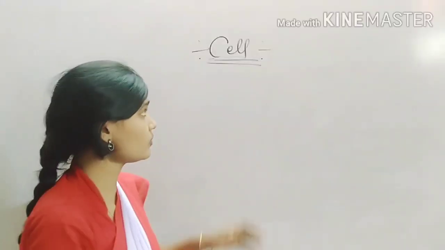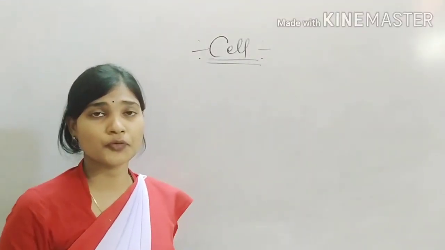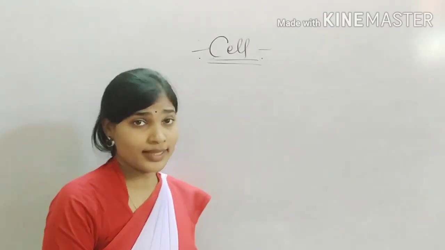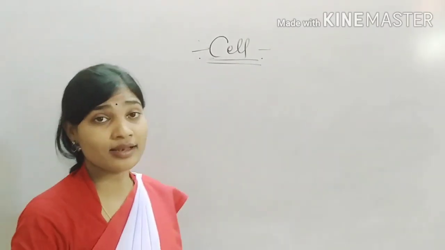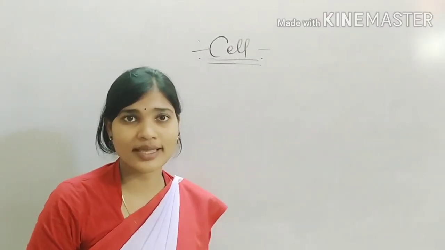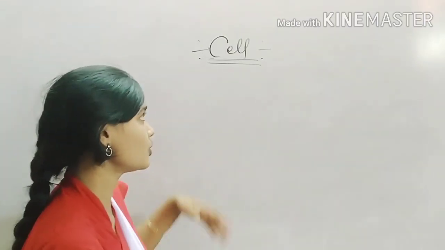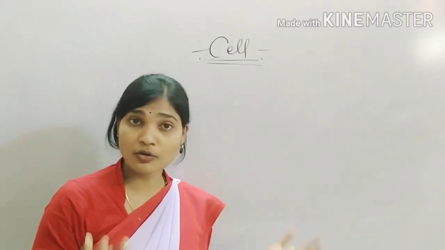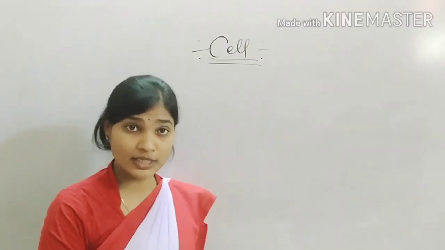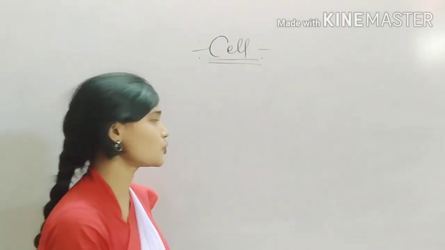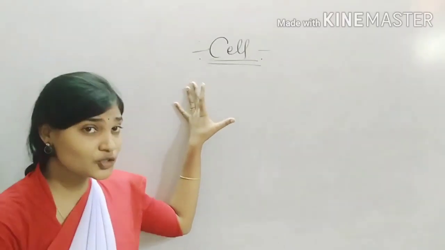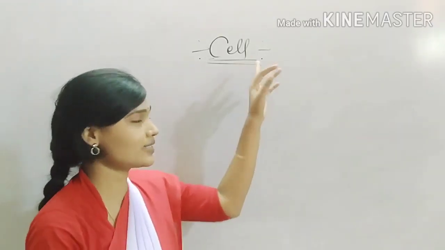In the previous class, we discussed the chapter cell. In the cell chapter, we discussed the definition of the cell, the discovery of the cell, the shape of the cell, the size of the cell, according to the number, how many types of cell. Yes or no? Yes. So the first question is, what is cell?